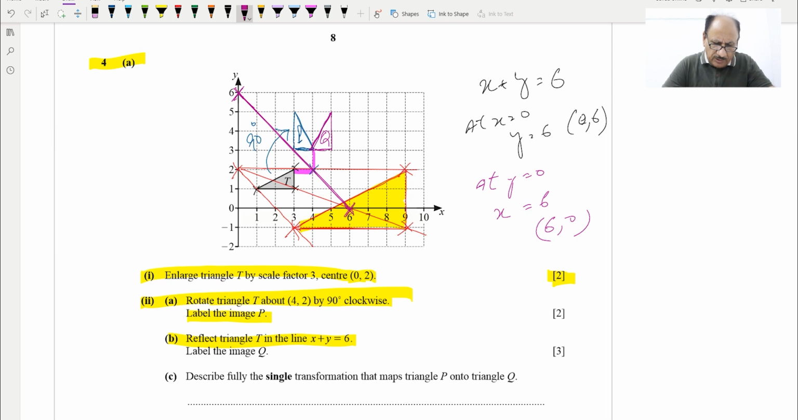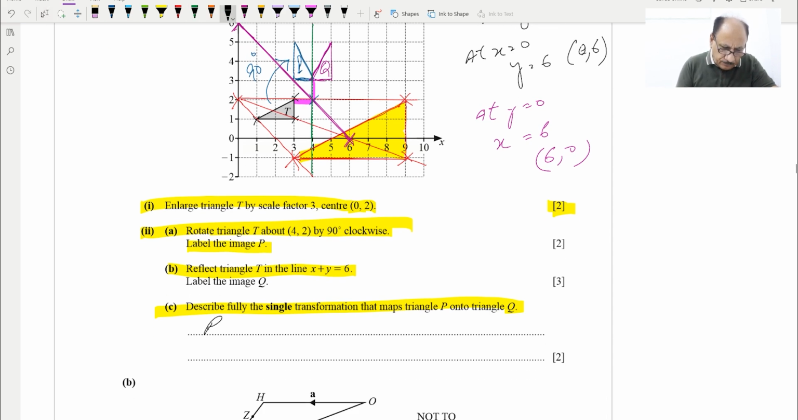Next is part C, which says describe fully the single transformation that maps P onto Q. P onto Q is just a reflection in the line x is equal to 4. So we can write here: reflection, x is equal to 4, and this will be the answer for 2 marks.